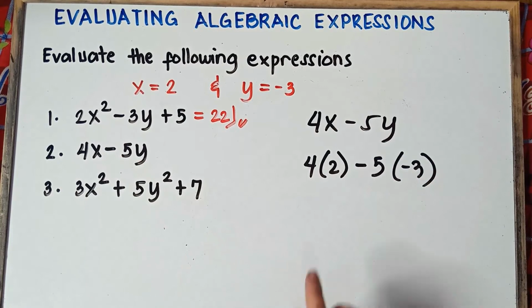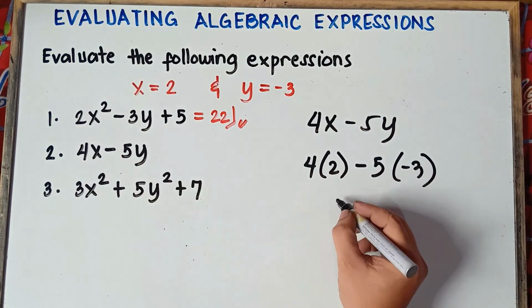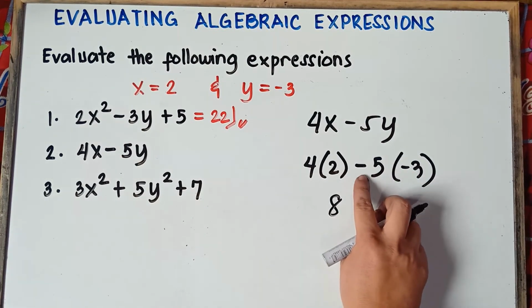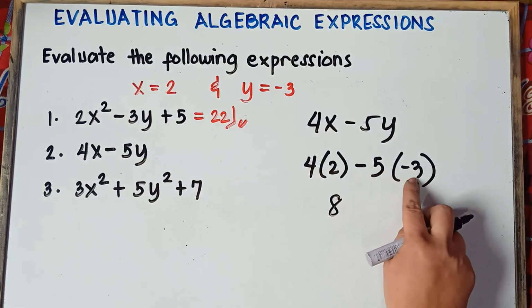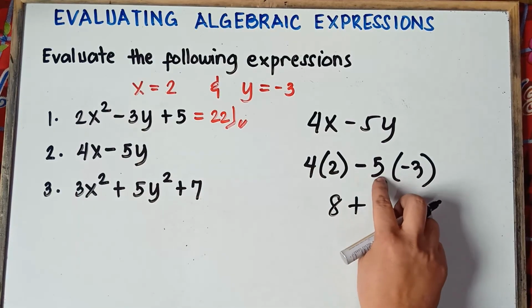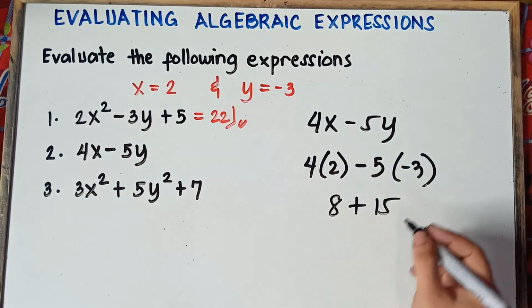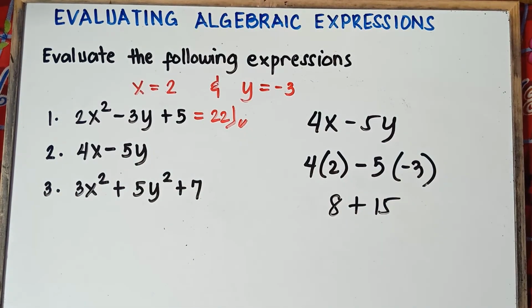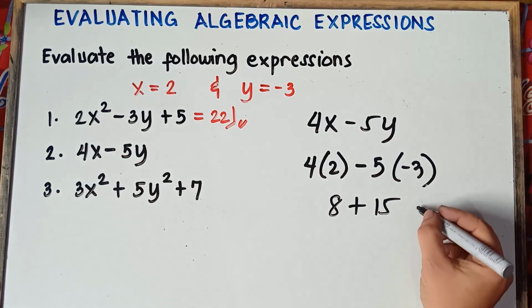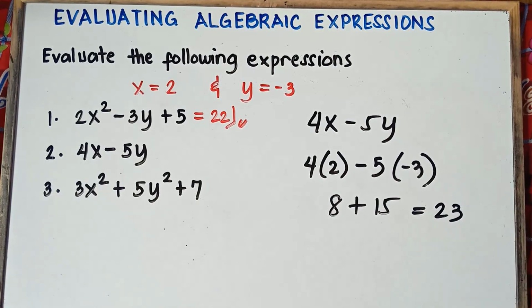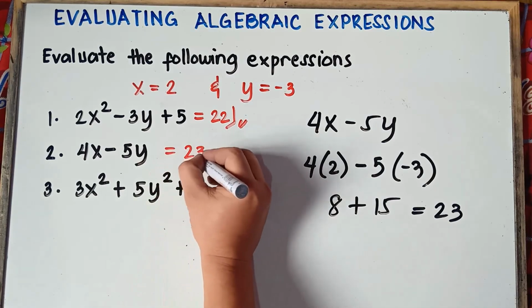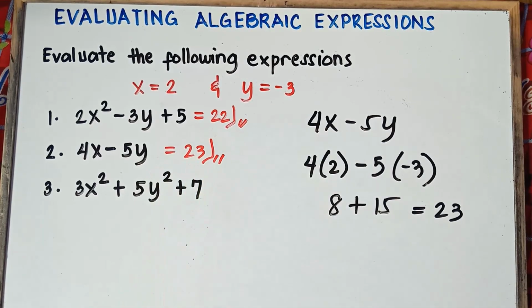Alright, and then simply multiply this one. 4 times 2, that would be 8. Negative 5 times negative 3. Negative times negative, that would be positive. 5 times 3, that would be 15. So therefore, this is 8 plus 15. What's the answer, class? 8 plus 15. That's correct. 8 plus 15, that would be 23. That's it, class. That's the answer with regards to example number 2. 23. Easy, right, for this one?